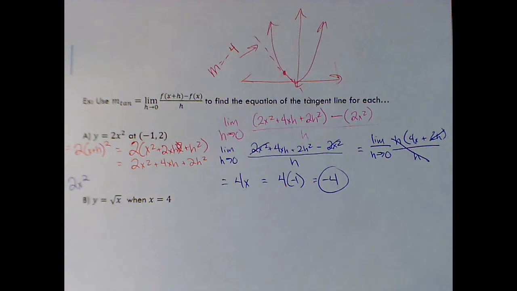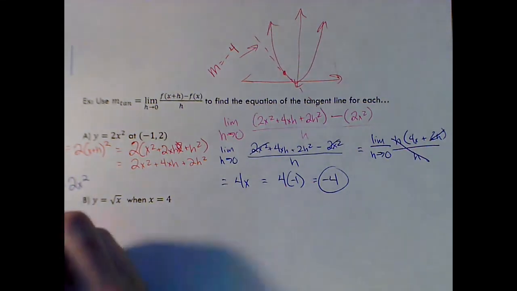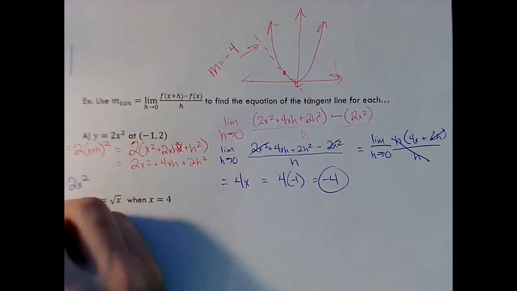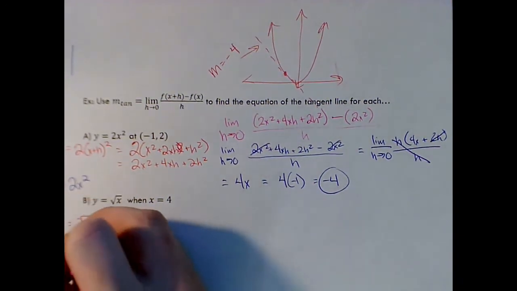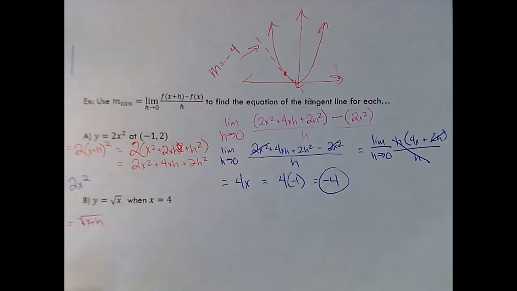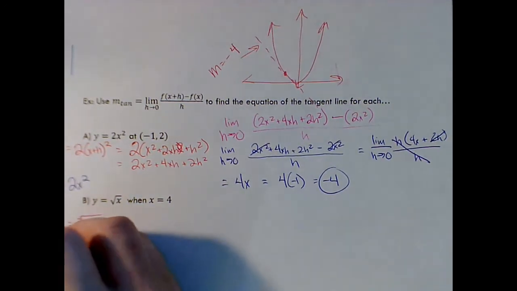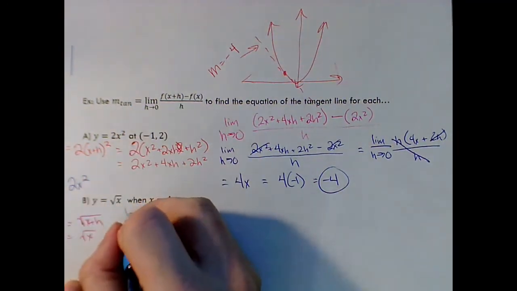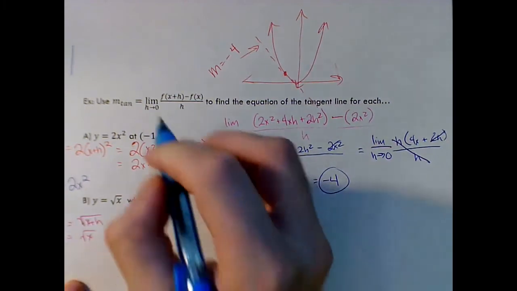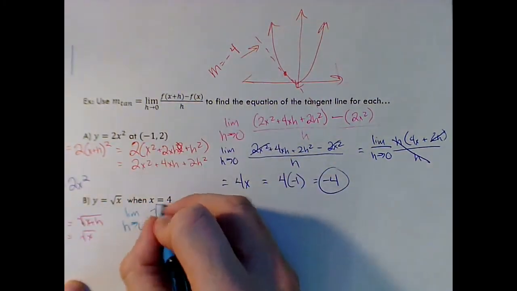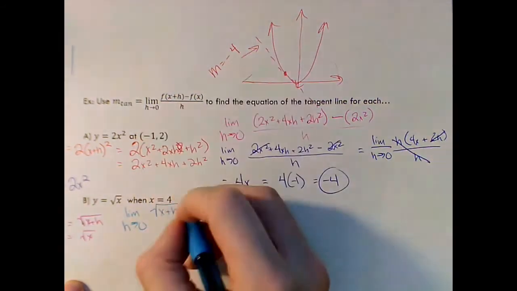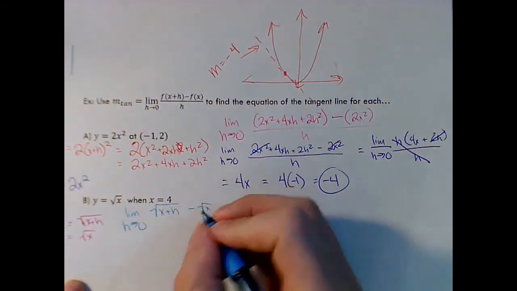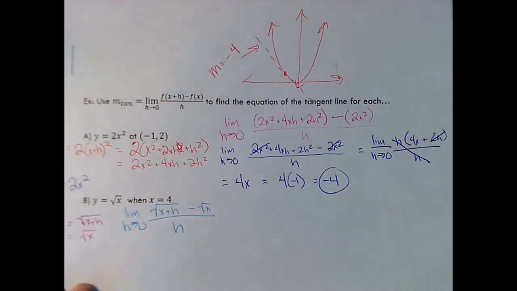B harkens back to a similar problem that we did before, where I have f of x plus h is going to equal root x plus h, and f of x is just root x. So the limit as h approaches 0 of f of x plus h minus f of x is going to look like root x plus h minus root x over h.